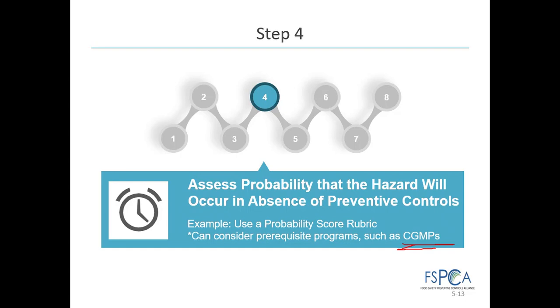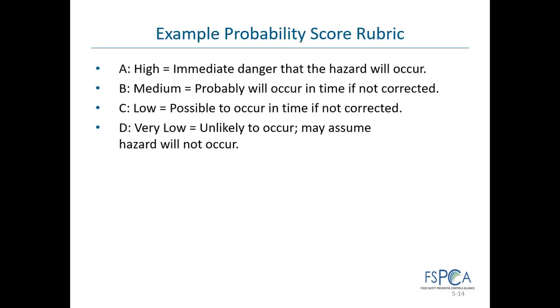Okay? But before I get there, I want to also recommend that you have a scoring rubric for probability as well. I again am going to read this one so you can see the language that our examples are using. This time we're using letters. A is going to be high, immediate danger that the hazard will occur. B is medium, probably will occur in time if not corrected. C is low, possible to occur in time if not corrected. And D is very low, unlikely to occur, may assume that the hazard will not occur. Okay? So that's the language. Again, you can use what you want to use with that language in a tier system, whatever works for you.